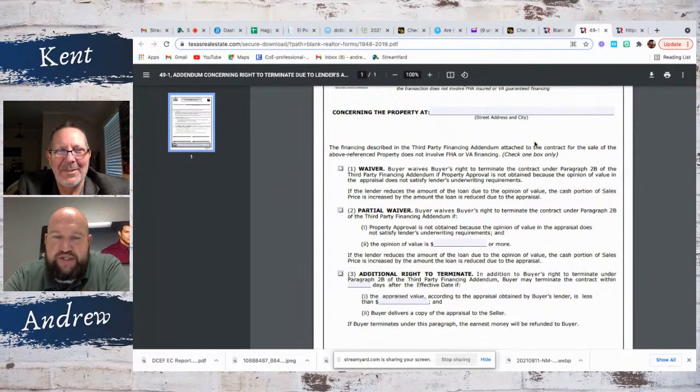Now, again, we have 3 choices when we're doing this. This is giving us a chance to either waive the appraisal, partially waive the appraisal, or have the same requirements as the FHA or VA loan. So box 1, and you're going to check one of the boxes. Buyer waives the buyer's right to terminate the contract under paragraph 2B of the third-party financing addendum if property approval is not obtained because the opinion of value in the appraisal does not satisfy lender's underwriting requirements. If the lender reduces the amount of the loan due to the opinion of value, the cash portion of the sales price is increased by the amount the loan is reduced due to the appraisal.